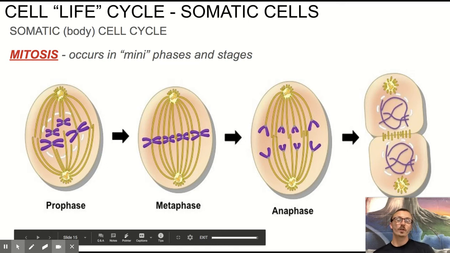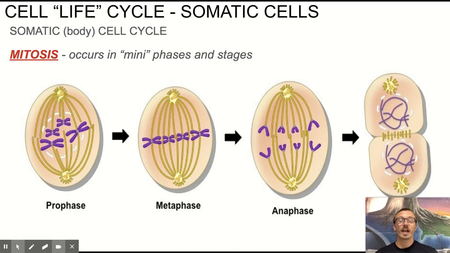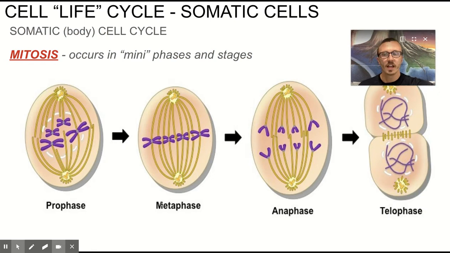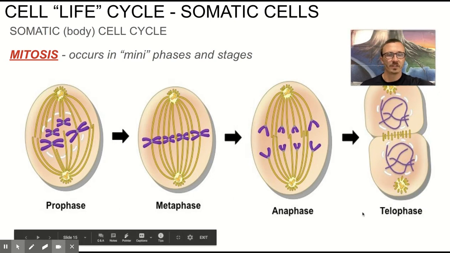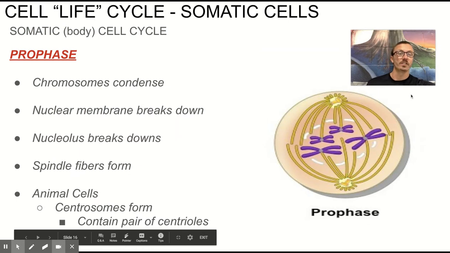All right, in the last video, we talked a little bit about the life cycle of a somatic cell, and somatic cells can undergo a type of division known as mitosis. So mitosis occurs in small phases, and they are here: prophase, metaphase, anaphase, and telophase. Now let's take a look at each of these phases separately.